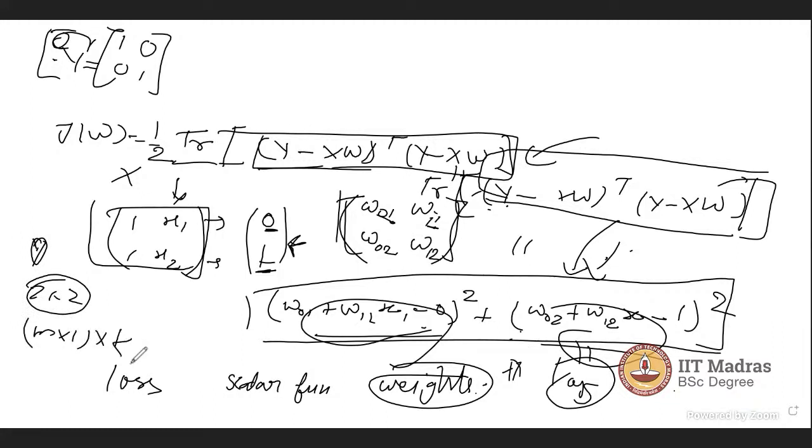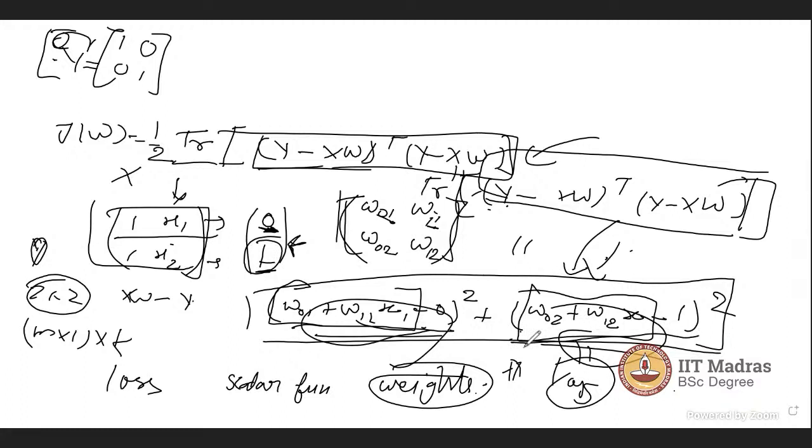So error, what is error? Error is defined by the predicted output minus the actual output, right? In this example, the actual output is 0, and the predicted output is this one. So this is your error for the first example. For the second example, this is your error. This is the actual output, and this is the predicted output. So this is the error for the second example, and the loss is defined by the sum of squares of error. So this is actually the loss.